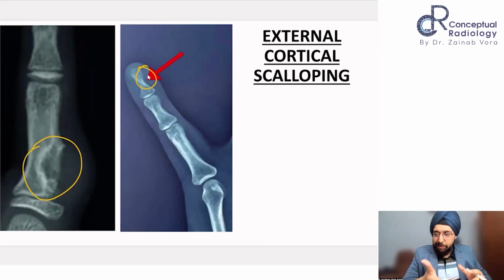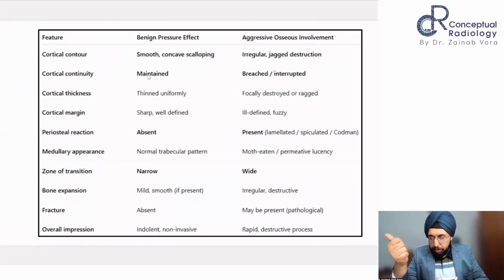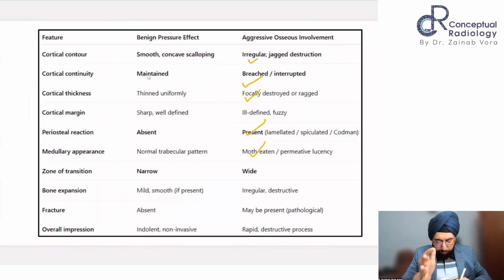Like if it's an aggressive abnormality, you will find features such as irregular jagged destruction. You can even have breach of the cortex. Cortical thickness will be focally destroyed maximally. You will have presence of some periosteal reaction depending on whether it's a benign or an aggressive abnormality. You can even have intramedullary involvement as well. Okay, so it will be kind of a rapid destructive process.